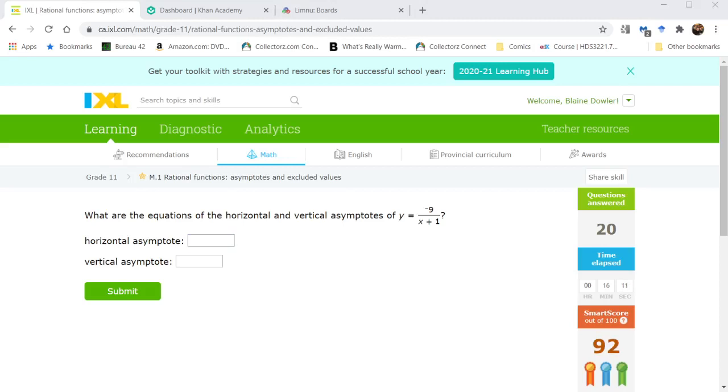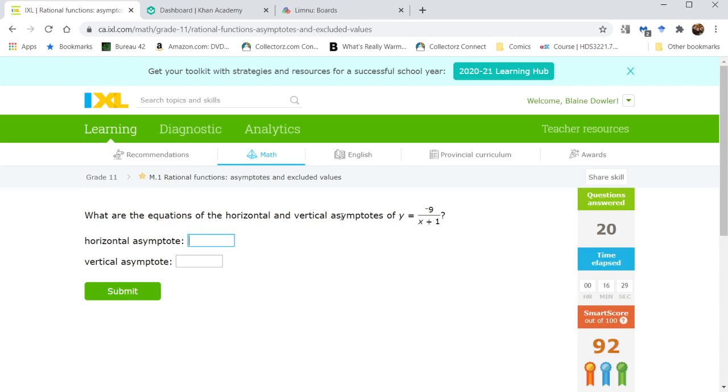Now for the third and final homework assignment from topic 1.01. The assignment here was to get up to either 30 questions or mastery. We will go directly to mastery here on IXL grade 11 skill M.1.